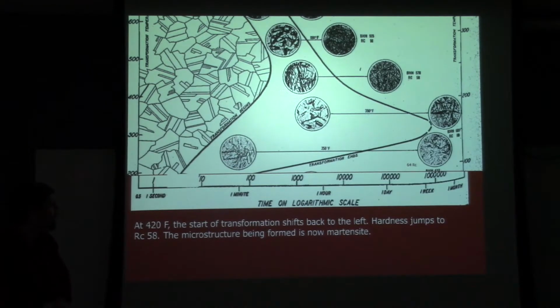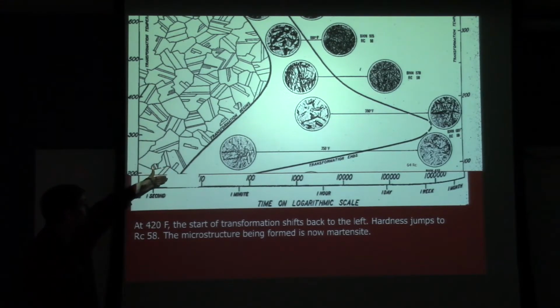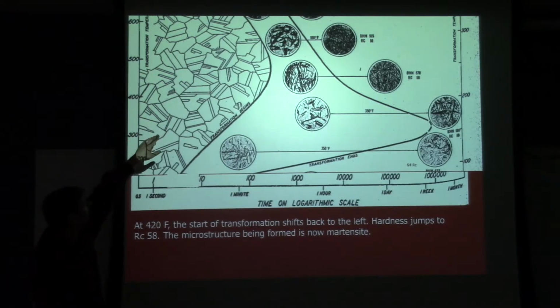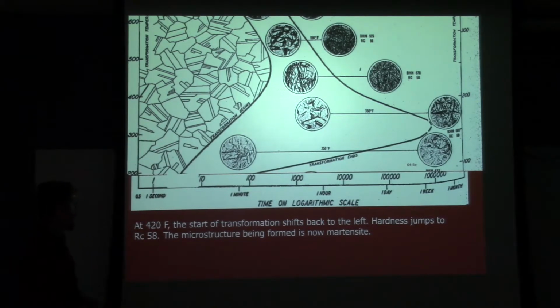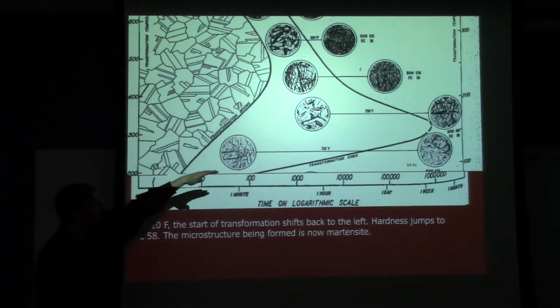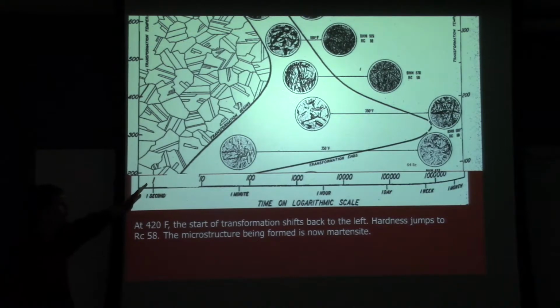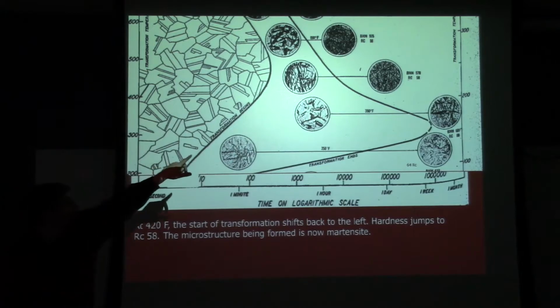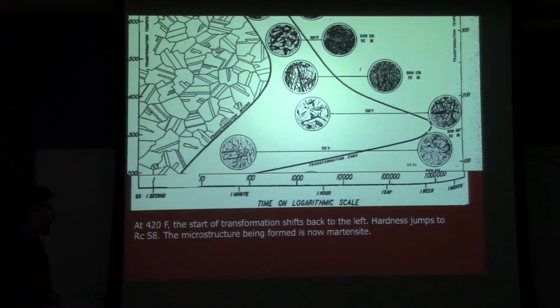Now, if we look at some more here, we're almost down to the end of this curve. We see that it starts to sweep back out this way, coming back towards the left. We're down here to 200 degrees. At 420 degrees, kind of right in the middle of where I'm at, we see the start of transformation, which was sloping to the right. Now it starts to slope back to the left, and we see a big increase in hardness if you look at the hardnesses that are over there. That's where you're starting to get martensite being formed.